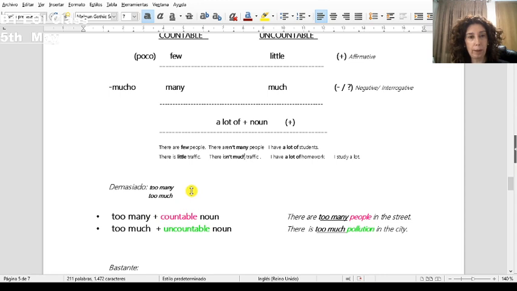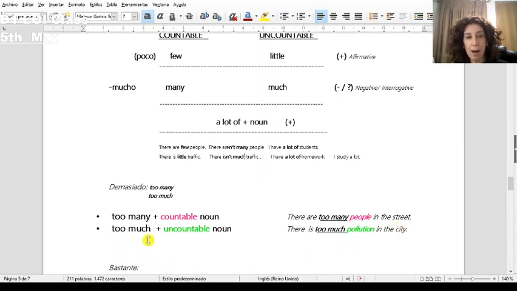Puedo utilizar too many, ¿vale? Para los contables, sustantivos contables. Too many plus a countable noun. There are too many people, lo voy a decir en rosa porque es contable. Too many people in the street. Hay demasiada gente en la calle.